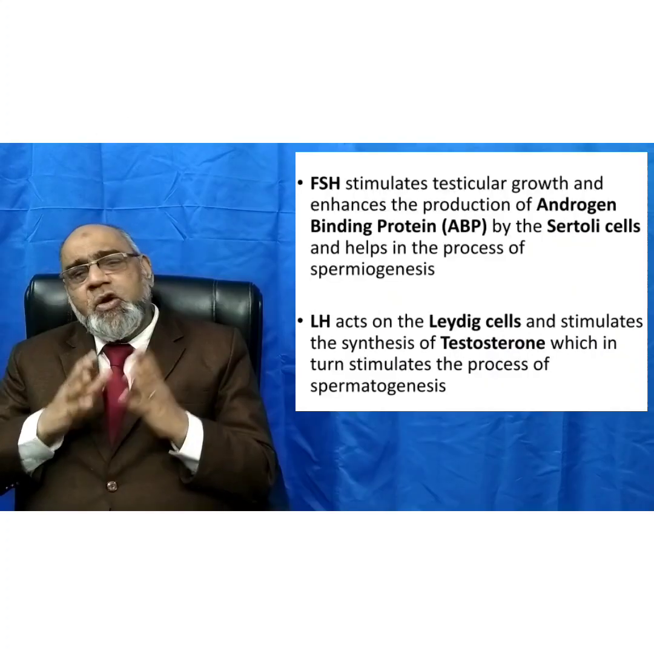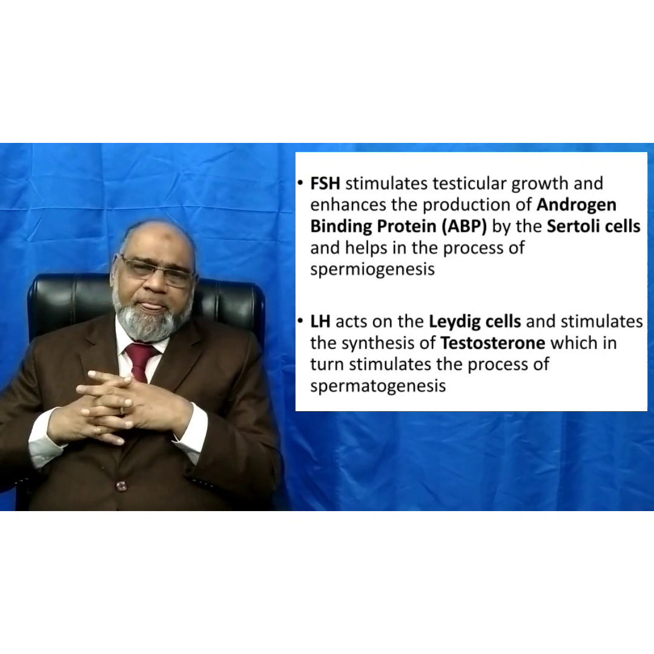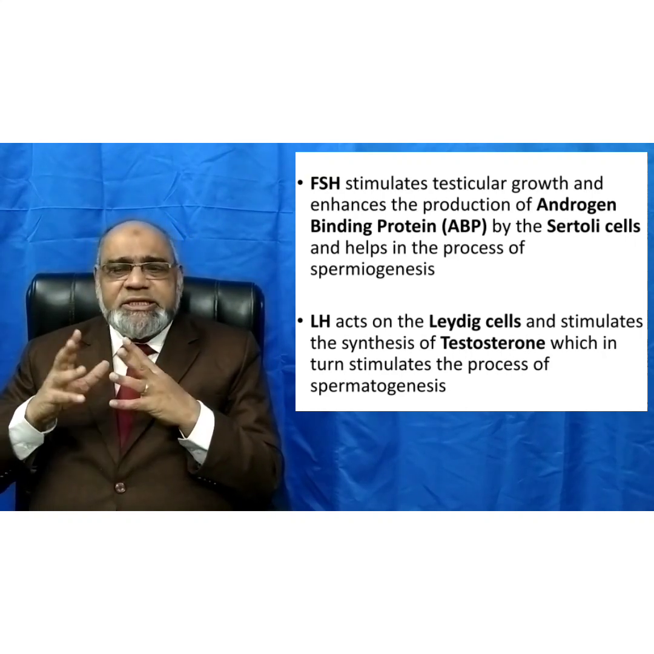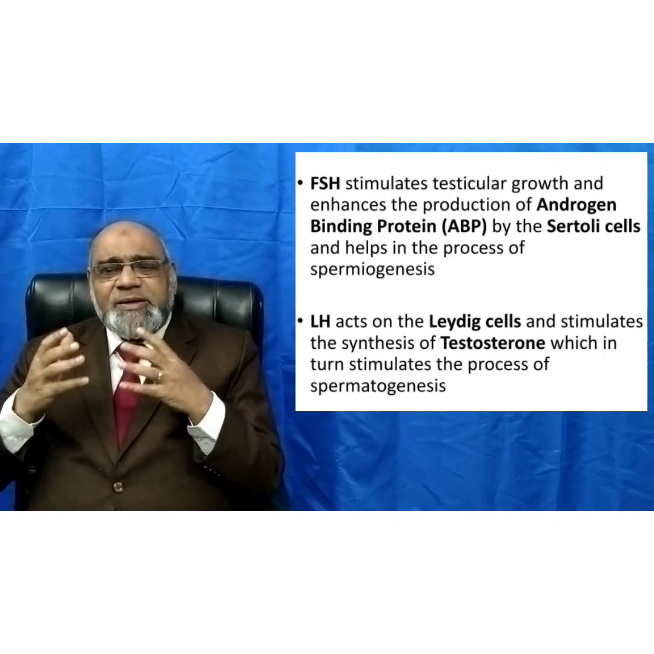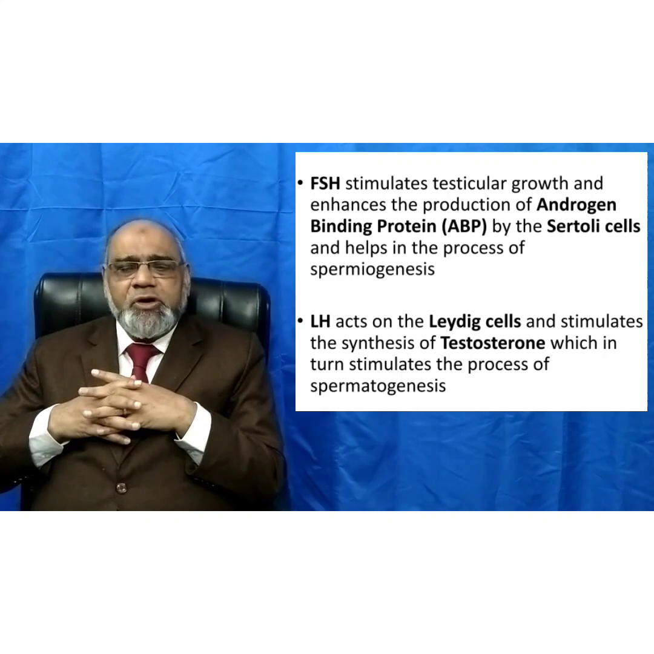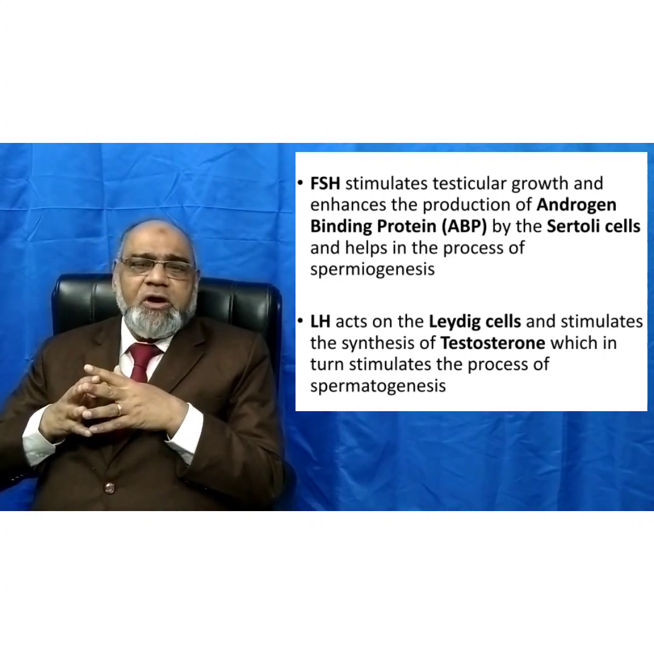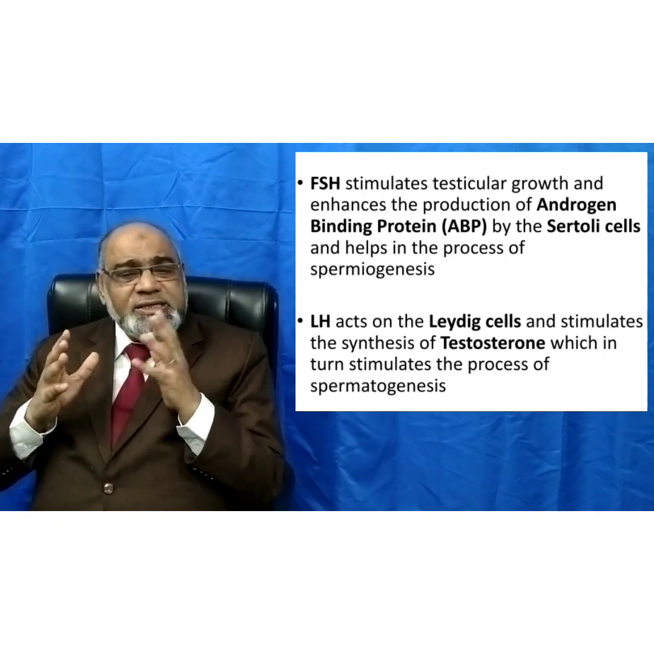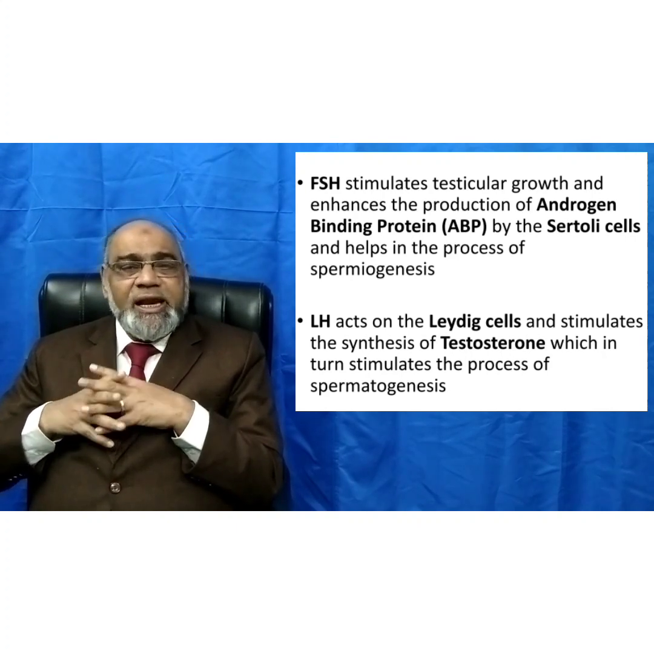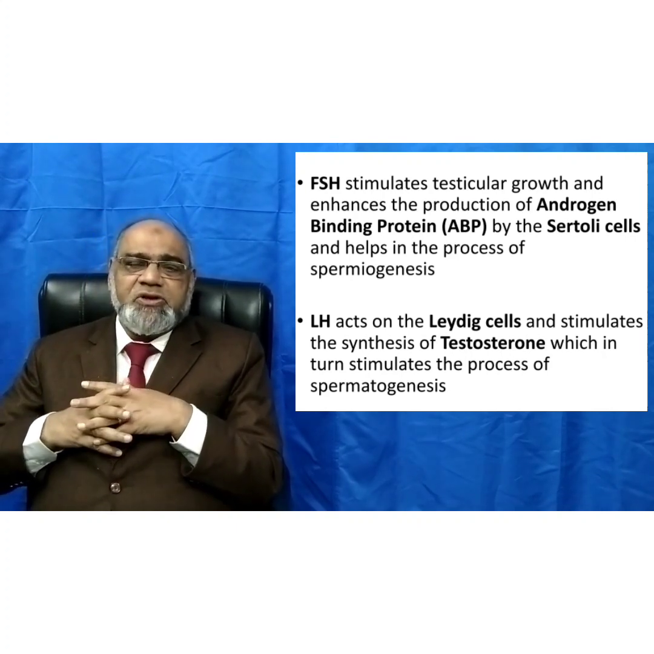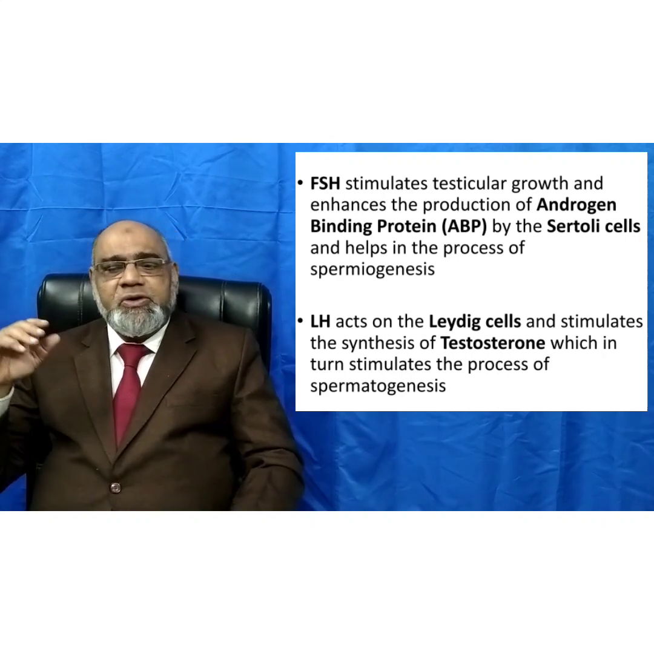Now we must understand the role of follicle stimulating hormone and the role of luteinizing hormone. The follicle stimulating hormone stimulates the growth of the testis near puberty and enhances the production of androgen binding protein by the Sertoli cells. It also helps in the process called spermiogenesis. What does the luteinizing hormone do? It acts on the Leydig cells. The Leydig cells synthesize testosterone, which in turn stimulates the process of spermatogenesis.